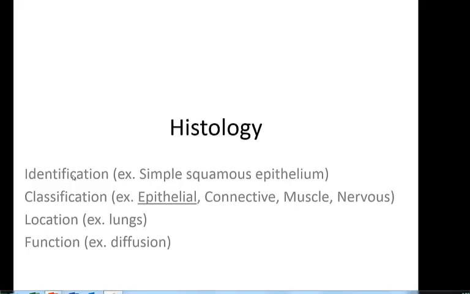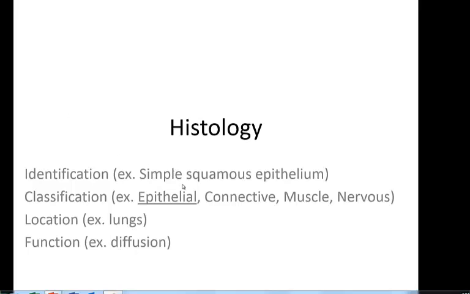So for instance, if you look through the microscope and you see simple squamous epithelium, you'll put that on your paper. That's your identification. And then you'll classify it as one of the four tissue types: epithelial tissue, connective tissue, muscle tissue, or nervous tissue. Well, simple squamous epithelium, that even has it in the name, is epithelial tissue. So if you saw that in the microscope, you would say epithelial tissue. And then you would give me one location where you find simple squamous epithelium in the body, and for instance you would find that in the lungs, so you would write down lungs.